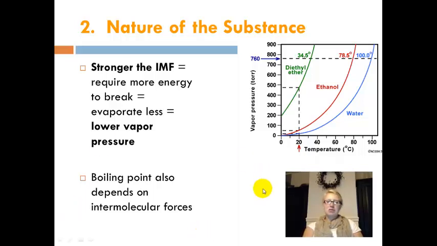So here's an example. Here we have water, which has hydrogen bonding, ethanol, which has one hydrogen bond, it's a little bit longer molecule, and diethyl ether, which does not have hydrogen bonding. And you can see that the ether boils a lot easier because it doesn't have such strong intermolecular forces that it needs to escape in order to boil.